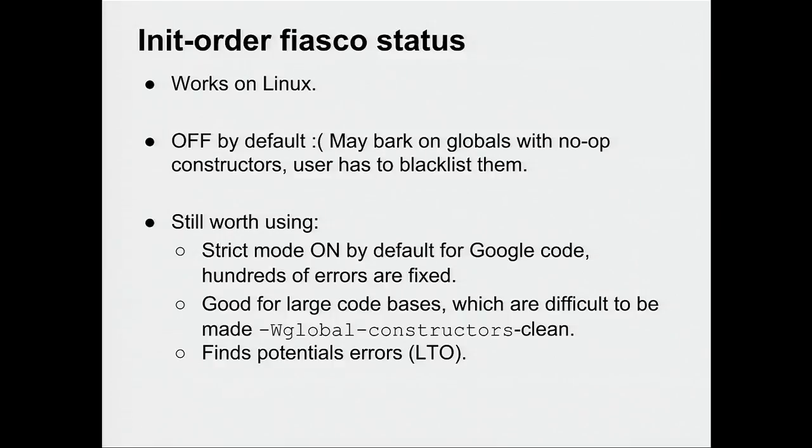However, even though it's off by default, we still find this functionality pretty useful. For example, it's on in the strict mode for Google code, and it found hundreds of issues. And we use it as an intermediate step between the wild code base and the code base which uses no global variables at all, which is compiled with the -Wglobal-constructors flag. If your code base is huge enough, it may take considerable effort to rewrite it so that you don't have global variables. But if you have a checker, you may just fix the actual problems that it finds.